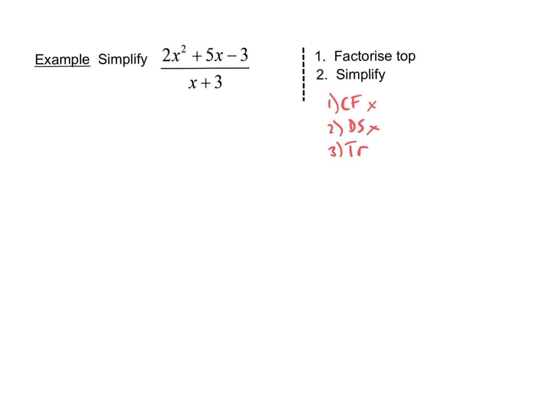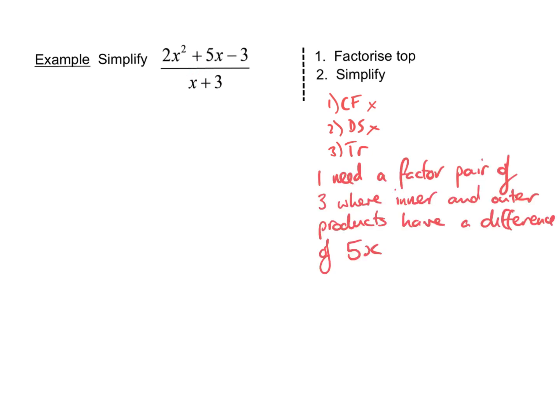Now this is the slightly harder trinomial because it's got this number in front of the x squared term. It's not just 1. So remember, I need a factor pair of 3 where inner and outer products have a difference of 5x. So I'm going to write that out. So let's have a look at the parts of that. So I need a factor pair of 3, which is 1 and 3. And what I want is the inner and outer products to come to a difference of 5x. Now, we've got a 2x at the front here, so I'm going to put 2x times x is the only way I can make that.